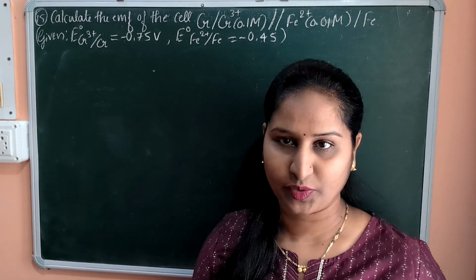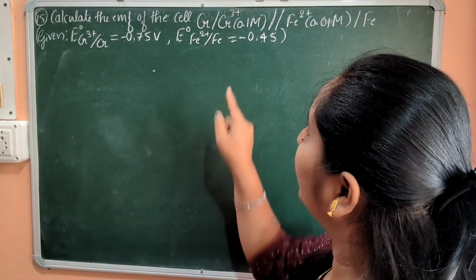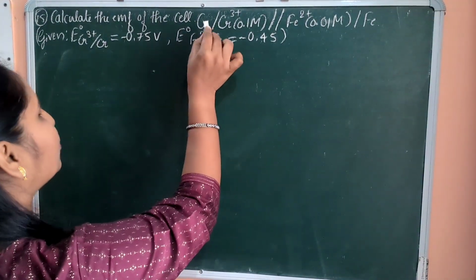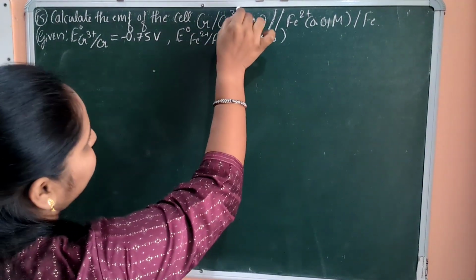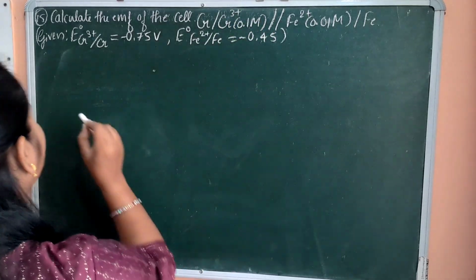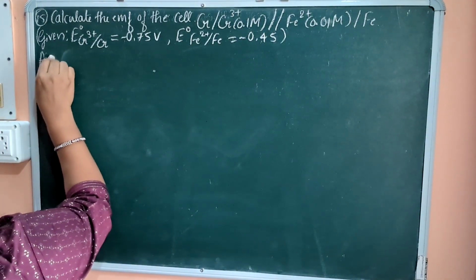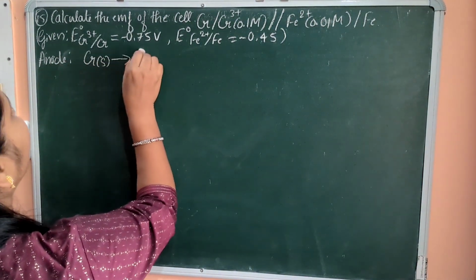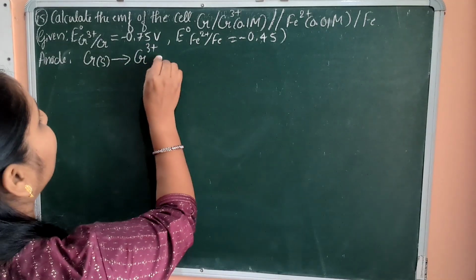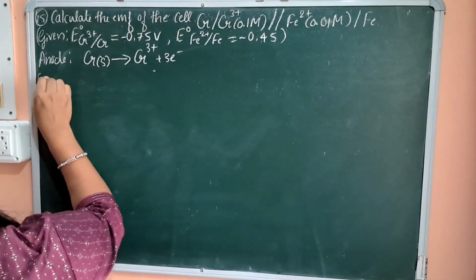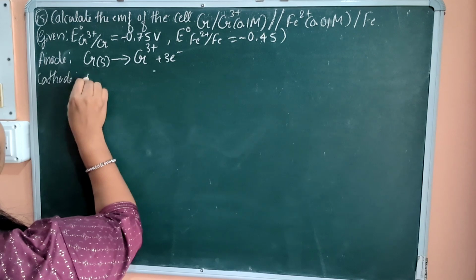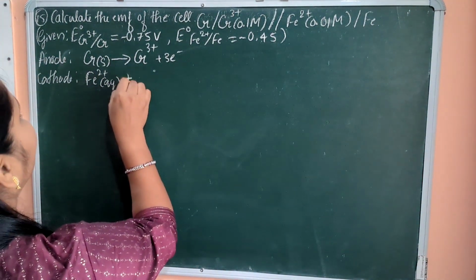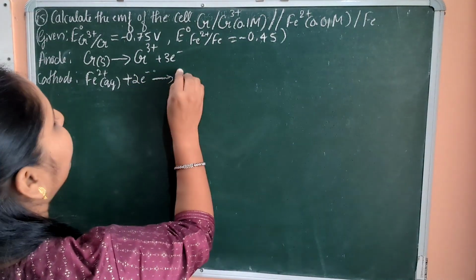So we have to use the Nernst equation here. Before using the Nernst equation, let me write the half cell reactions for chromium and iron. You have to observe here chromium from 0 oxidation state to +3 is involved, which means that anodic reaction is present. So let me write at anode. At anode, chromium, which is in a solid state, is undergoing oxidation, with a loss of 3 electrons here. And at cathode, Fe2+ aqueous ions with a gain of 2 electrons are undergoing a reduction reaction here.